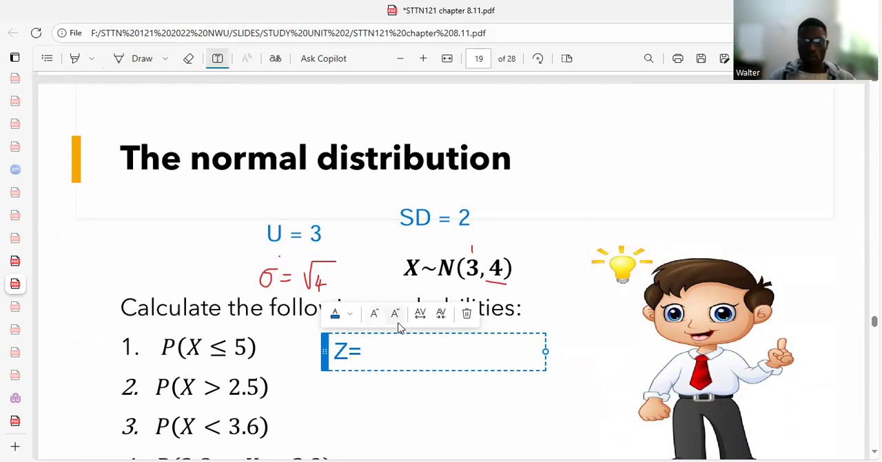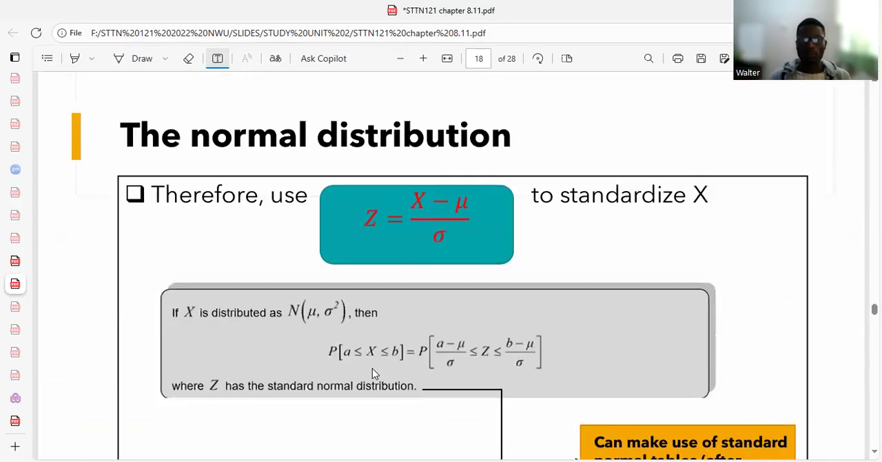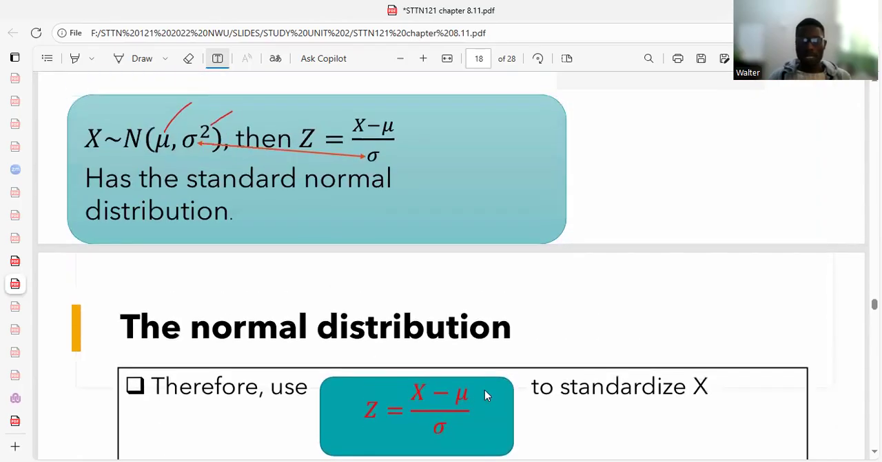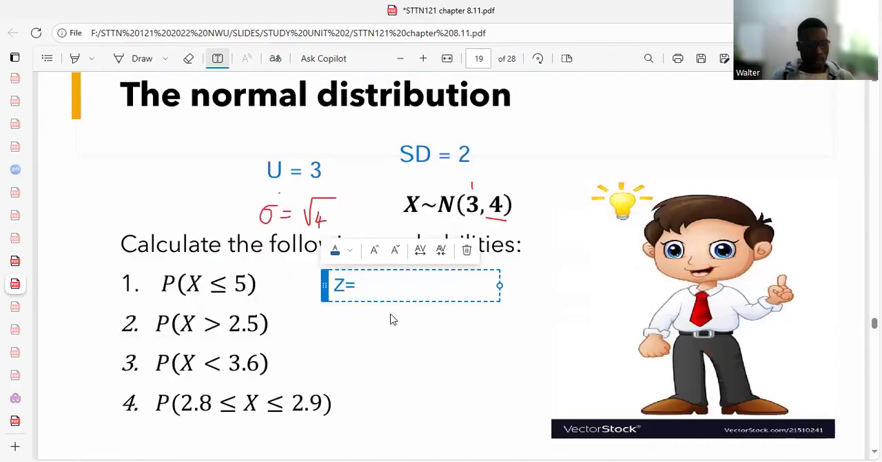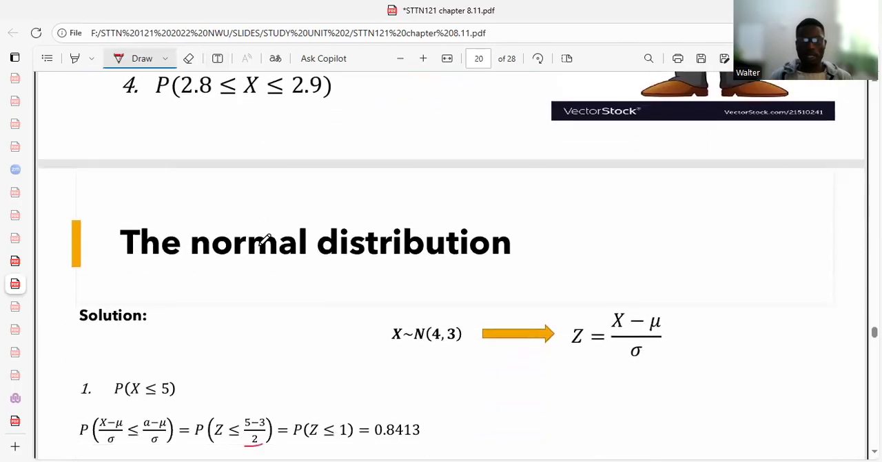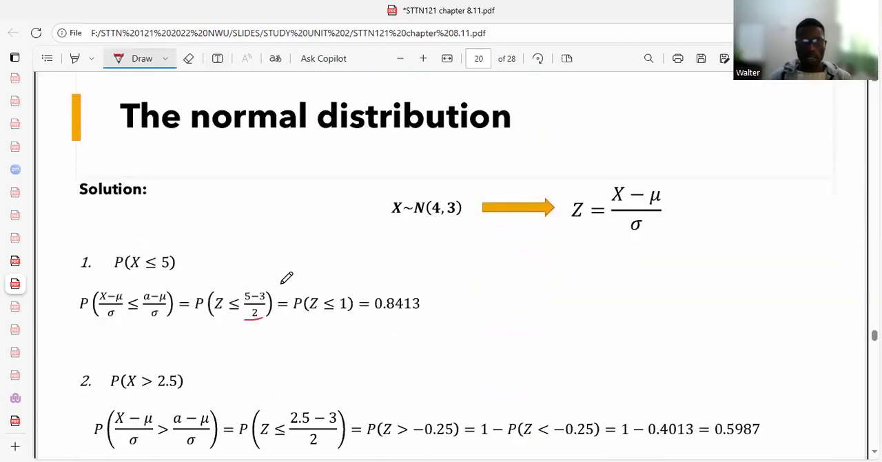Let me try to reduce this. Z is equal to X minus the population mean, divided by the population standard deviation. This is the formula. So here in this case, what is X? We're given it's 5, minus the population mean 3. Divide the whole thing by what? By 2. And then you get the z value. That's the reason why they did this: 5 minus 3 divided by 2. They got what? 1.